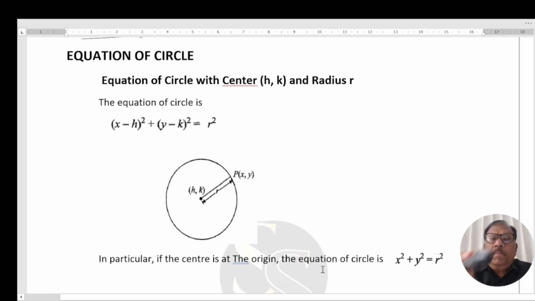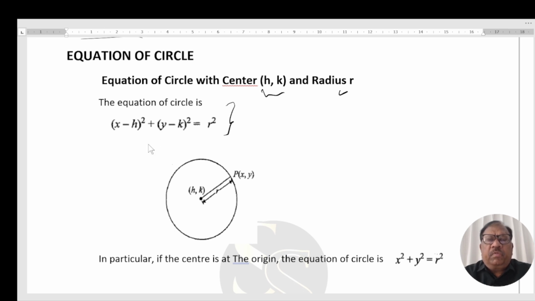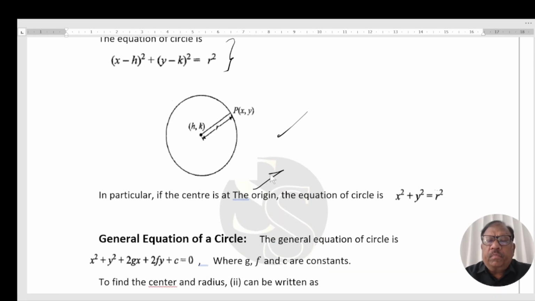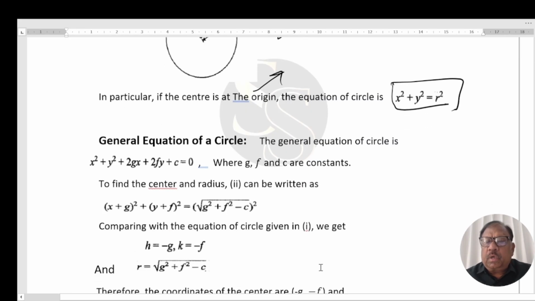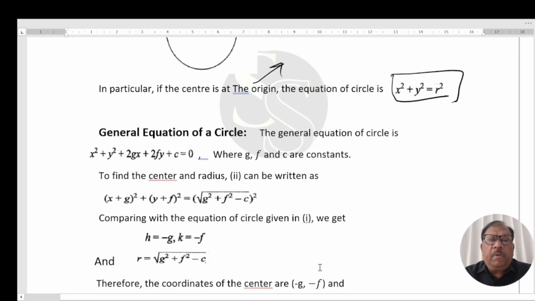Generally, equation of circle when center is (h, k) and radius is r is given by (x minus h) whole square plus (y minus k) whole square equal to r square. This is the equation of circle. If center is origin, then this is the standard equation. General equation of circle is given by x square plus y square plus 2gx plus 2fy plus c equal to 0, where g, f and c are constants.